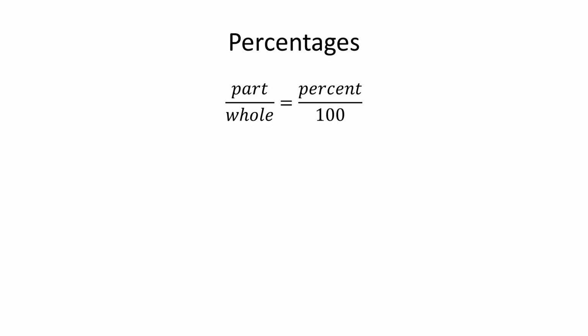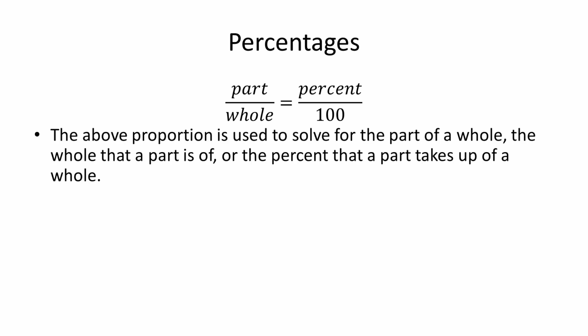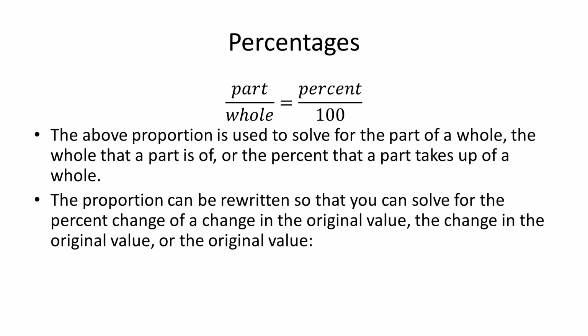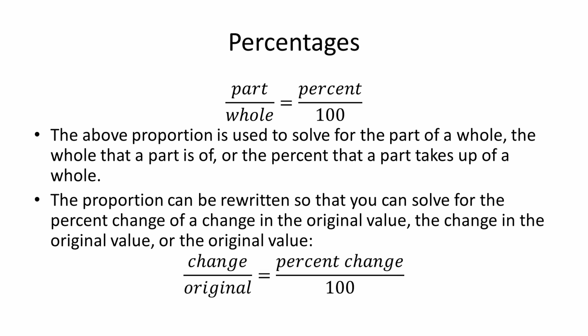So, recall that part over whole equals percent over 100. The above proportion is used to solve for the part of a whole, the whole that a part is of, or the percent that a part takes up of a whole. The proportion can be rewritten so that you can solve for the percent change, the change in the original value, or the original value. So it would become change over original equals percent change over 100.